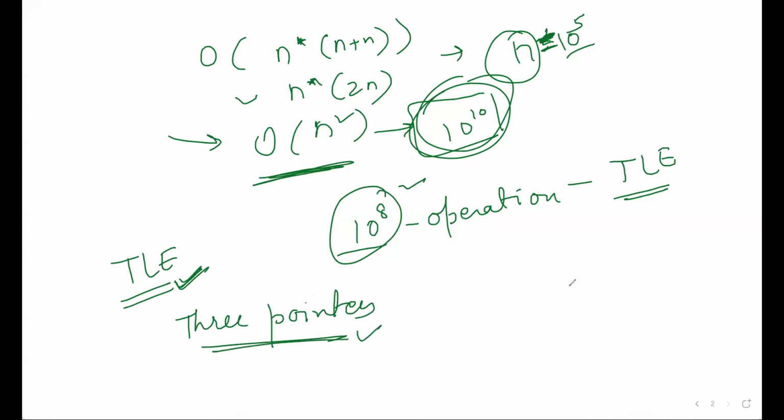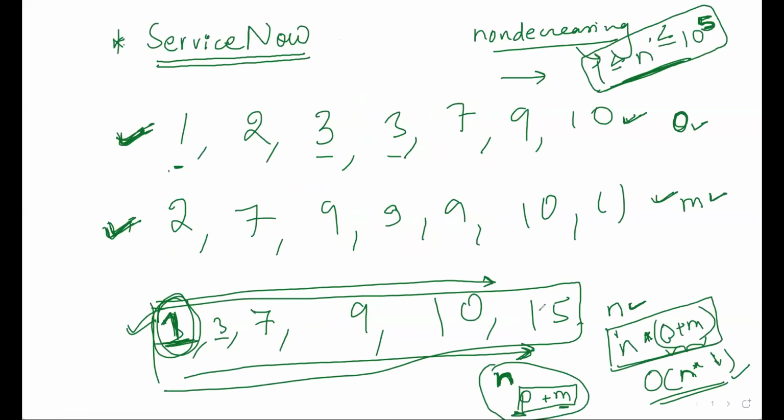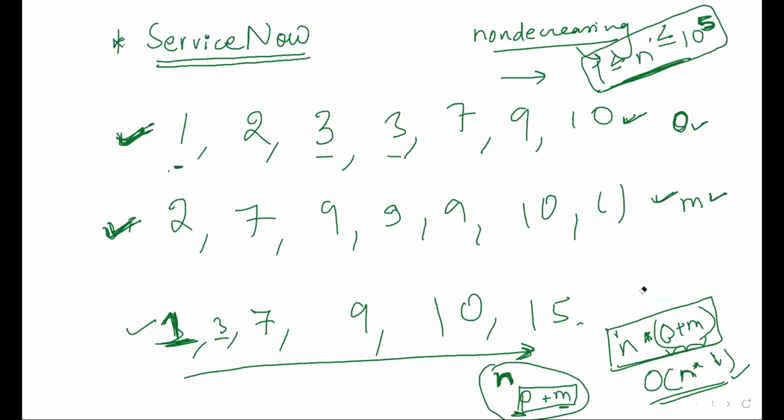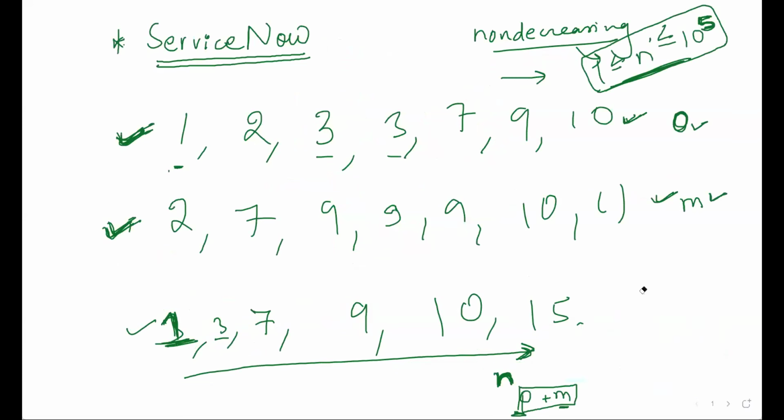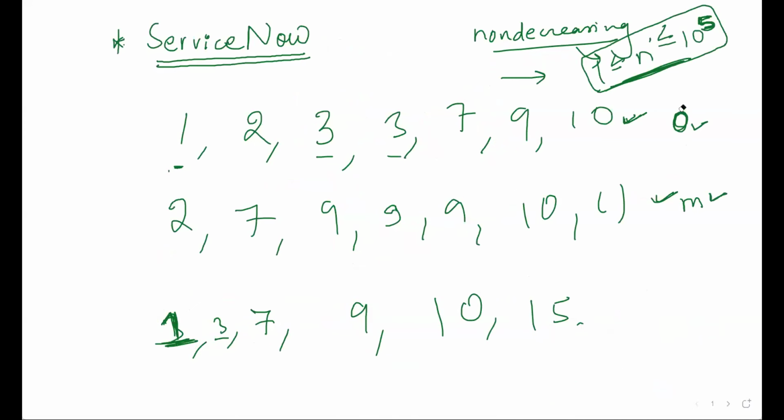Okay, so using three pointers, we can solve the same problem using O of n operations. How will we proceed? I'll take this particular example again. Just focus on how we are going to proceed with this. So there are going to be three variables: I, J, and K.